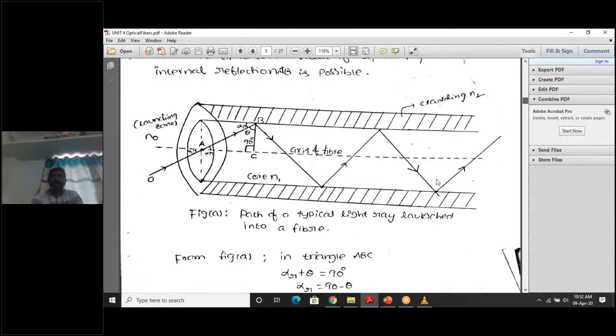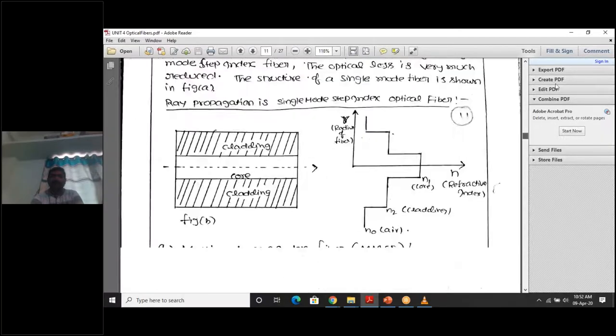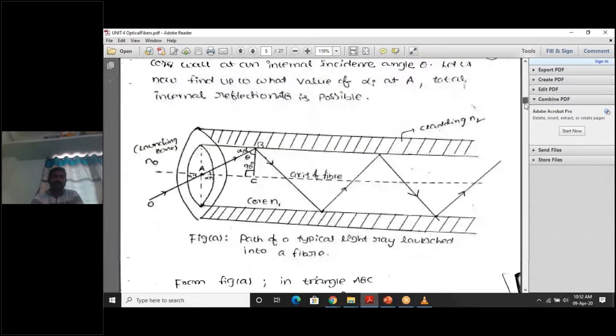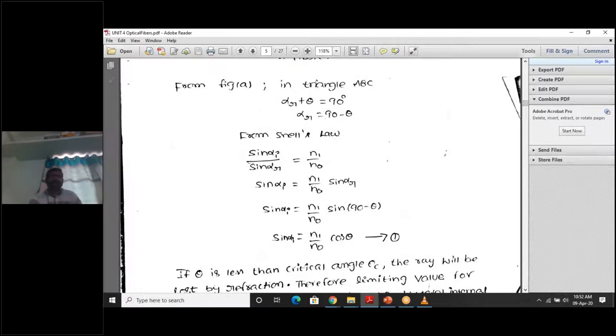So sin of the angle of incidence, sin alpha I, divided by sin of the angle of refraction, sin alpha R, is equal to n1 by n0. n1 is the refractive index of the denser medium and n0 is the refractive index of the air medium. Simply, n0 into sin alpha I is equal to n1 into sin alpha R. This is Snell's law, which you already know from intermediate.